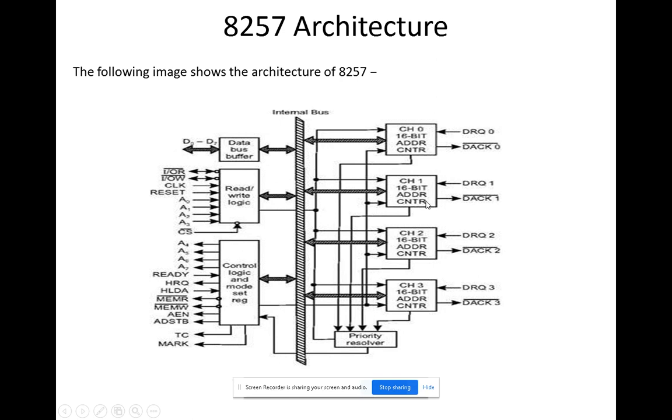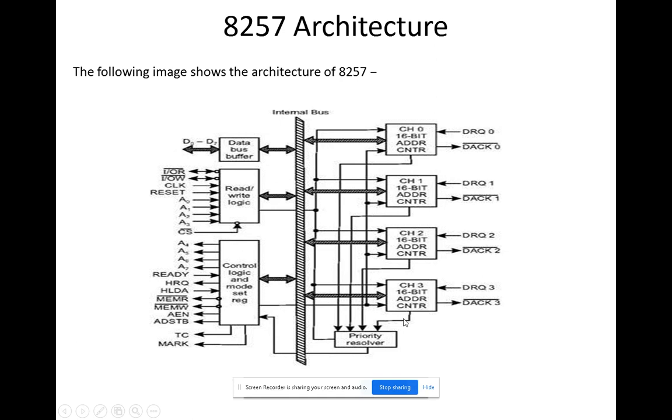So here you will have 4 channels, as in the features. Each channel acts independently. Each channel holds a 16-bit address as well as 2 control signals, request and acknowledgement signals for the DMA. Each and every channel will have a separate request and acknowledgement signal. DRQ is the request, DACK is the acknowledgement signal for the request.